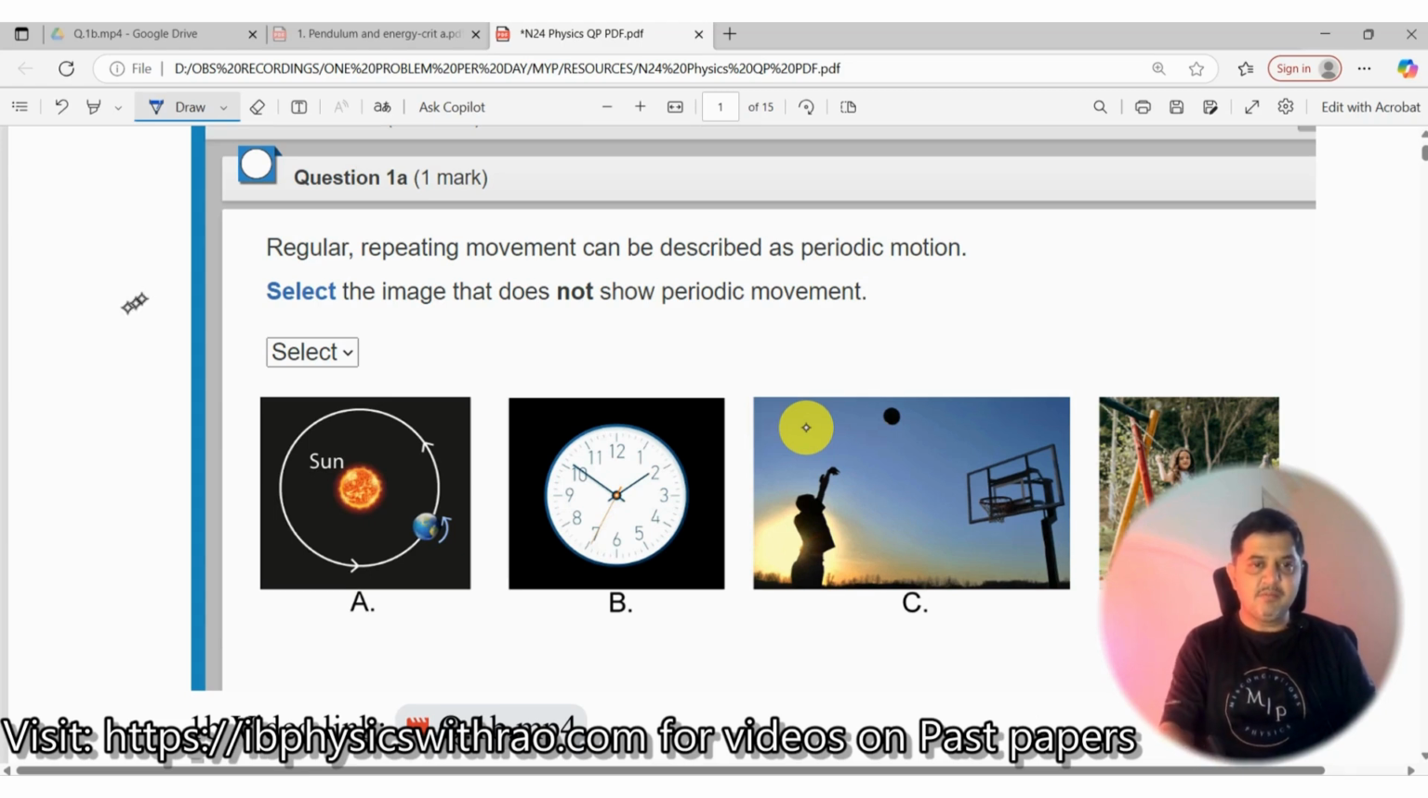Okay, so now let us read the first question. This is for 1 mark. Regular repeated motion can be described as periodic motion. Select the image that does not show the periodic motion.